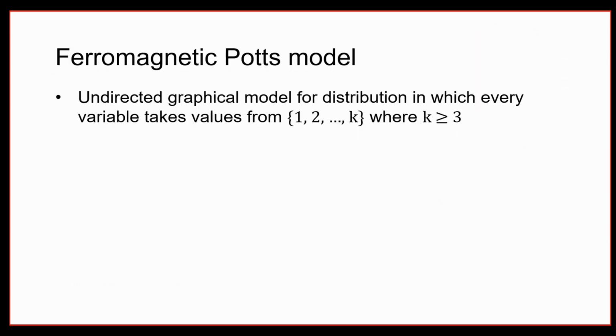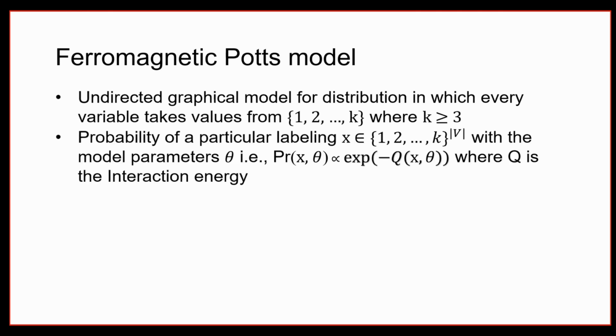So what is this ferromagnetic Potts model? Here we have an undirected graph in which, for every node in the graph, the corresponding variable can take values from 1 to k, where k is greater than or equal to 3. And for any given model parameters theta, the probability of any particular labeling x, the probability of x given theta, is proportional to the exponent of minus q of x and theta, where this q is also known as the interaction energy.